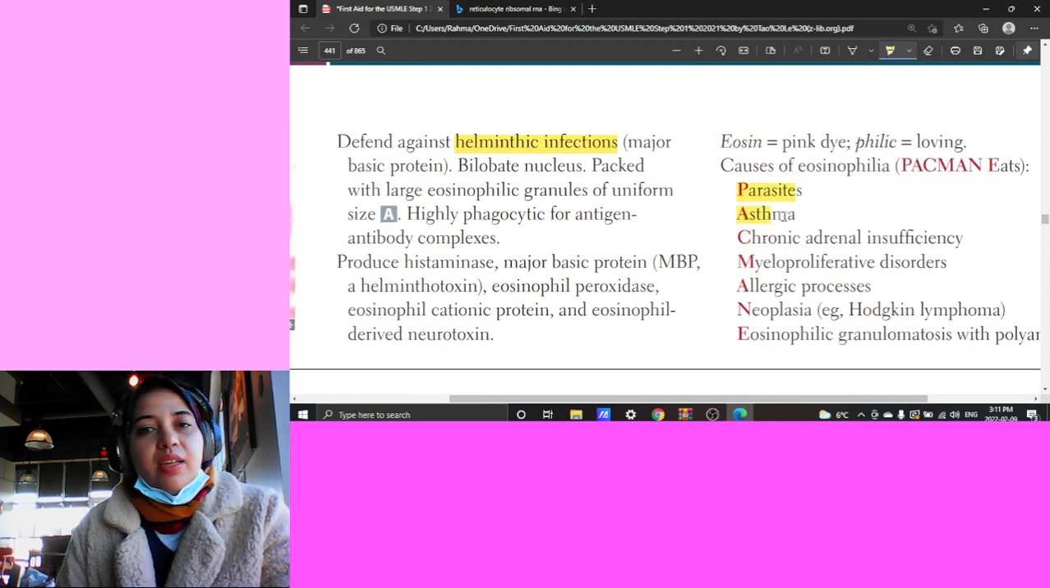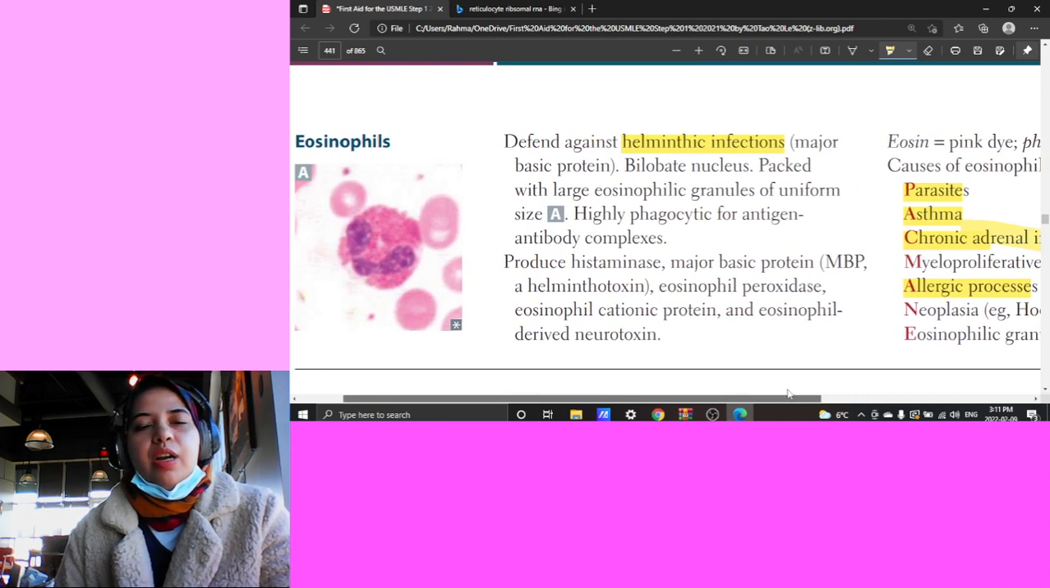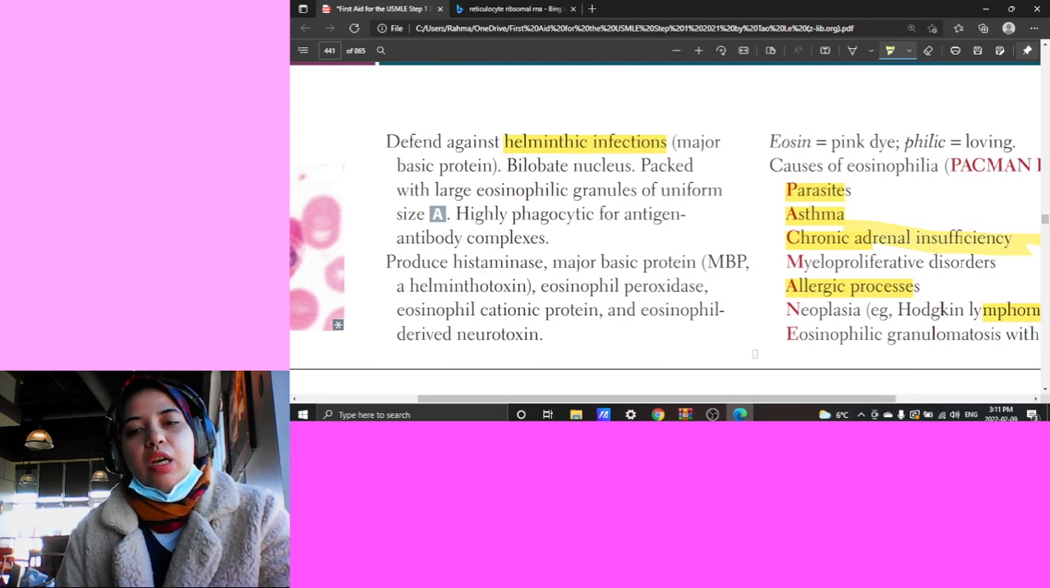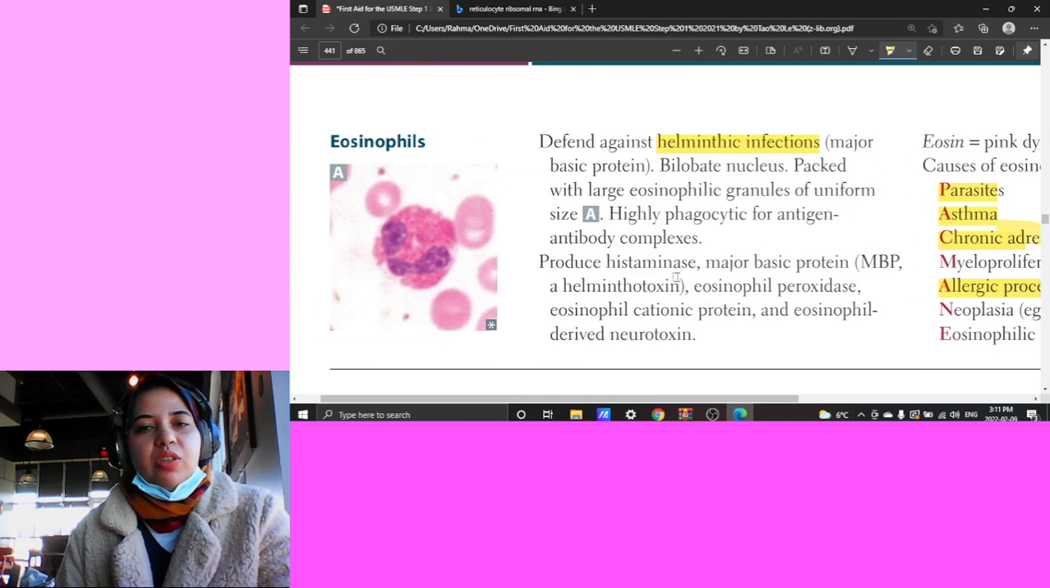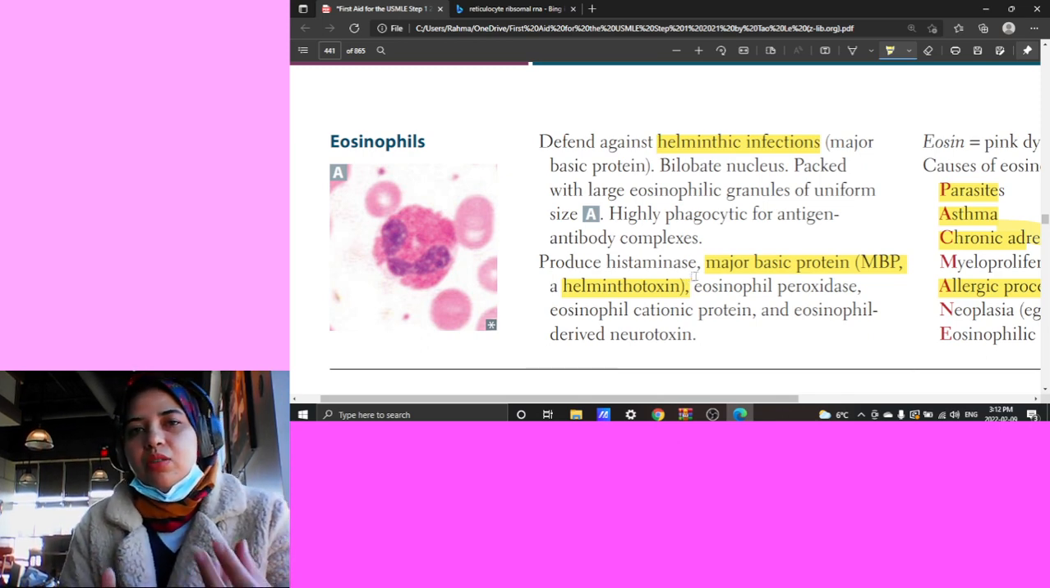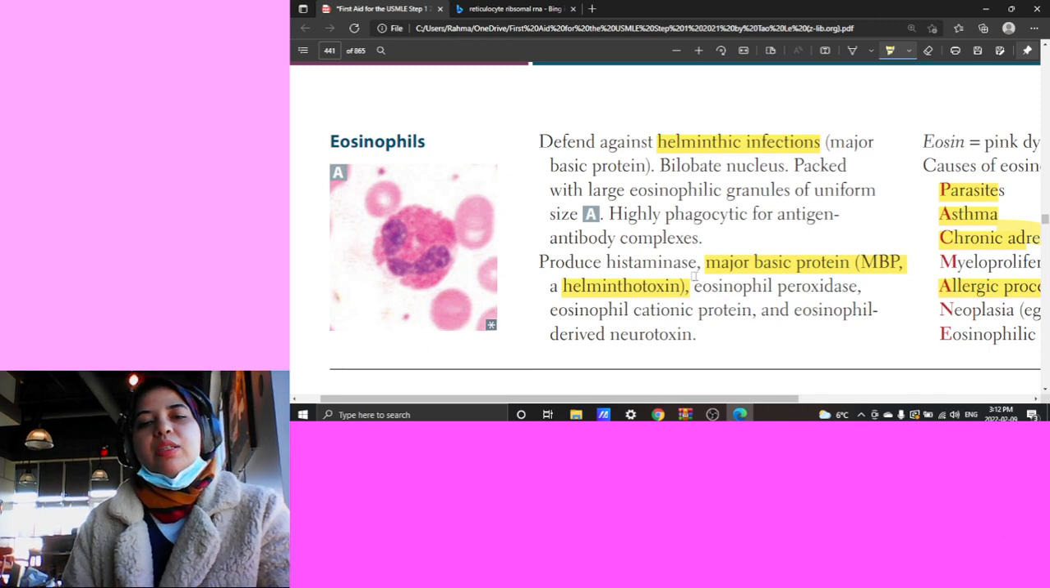You have parasites, you have asthma, so any allergic reaction, any asthma, any allergic process here, you're going to find eosinophilia, but you'll also find it in other conditions like myeloproliferative disorders, lymphomas, chronic adrenal insufficiency. So it's very high up for you to be aware of when you're going to have eosinophilia and to be able to rule out anything so that you can think of more important causes like lymphomas and leukemias, which also have eosinophilia. Eosinophils have a very important chemical called major basic protein. So if you get a question that asks you what is it that's in the eosinophils that they're using to kill these parasites, it is major basic protein.